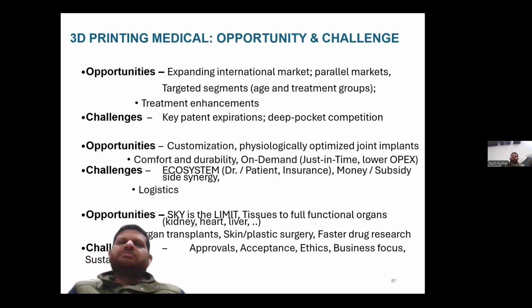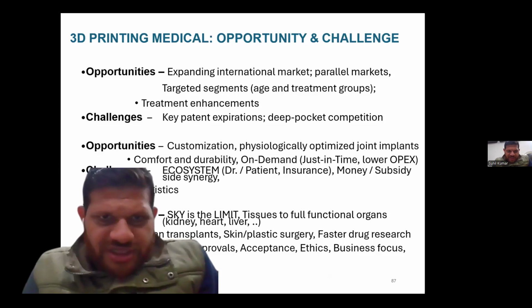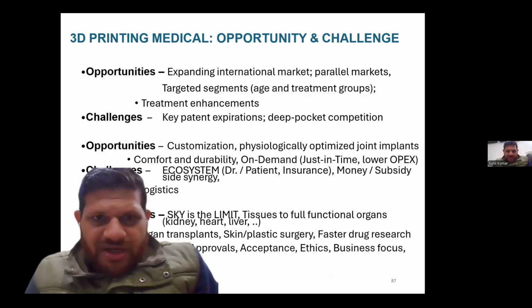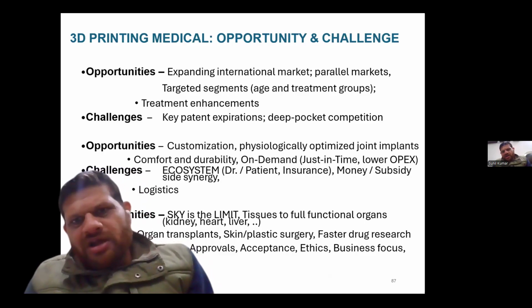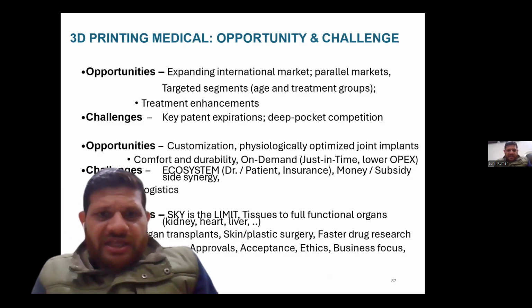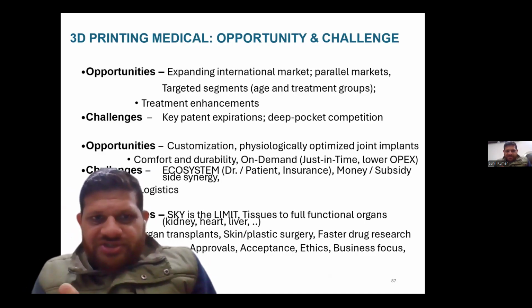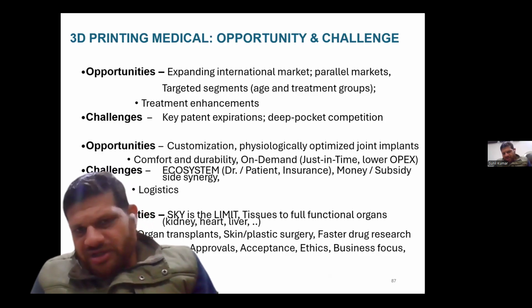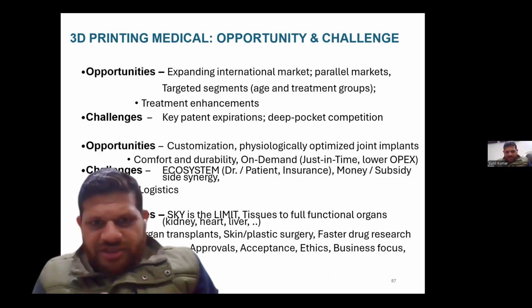So in 3D printing, there are some opportunities and challenges. Opportunities like expanding international market or parallel markets. It can be targeted age-wise or treatment-wise. And key challenges in this direction are patient aspirations, keeping patients, and deep pocket competition. Another opportunity is customization, physiologically optimized joint implants, then comfort and durability. So on demand, we can generate this. The challenges are the ecosystem, again patient and doctor combination plus money required, insurance is required, then logistics are important.